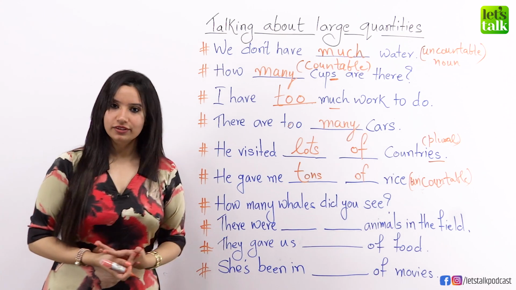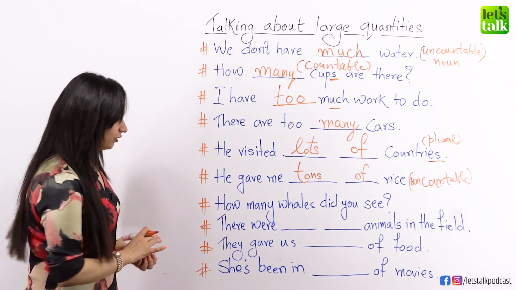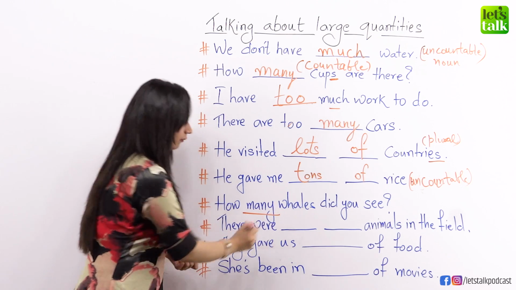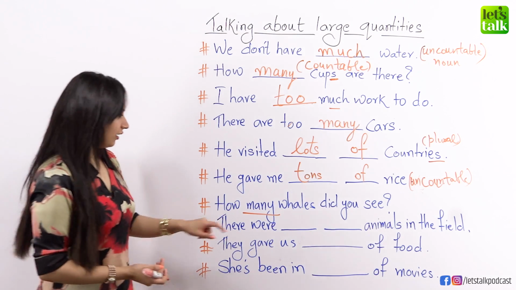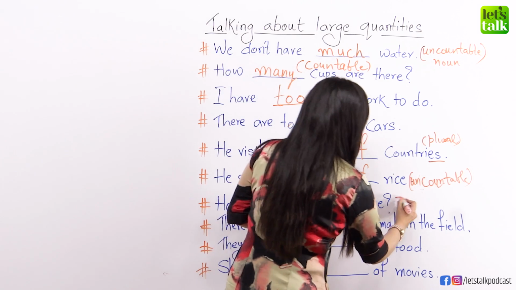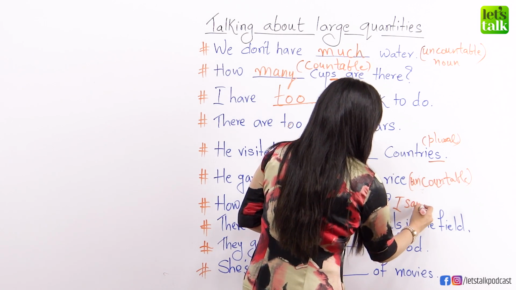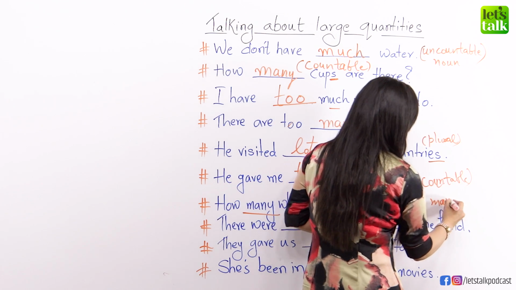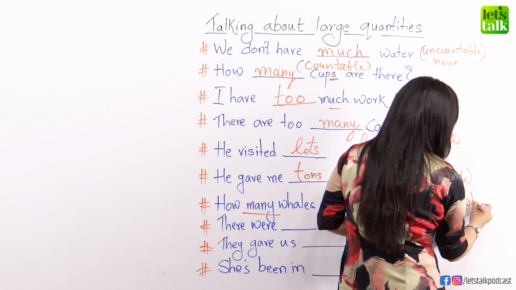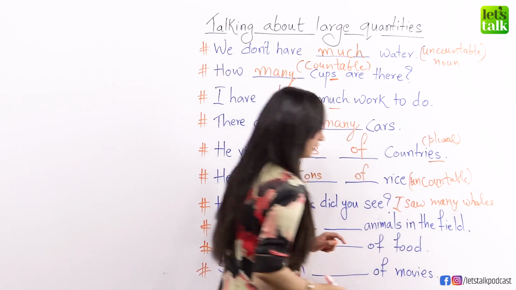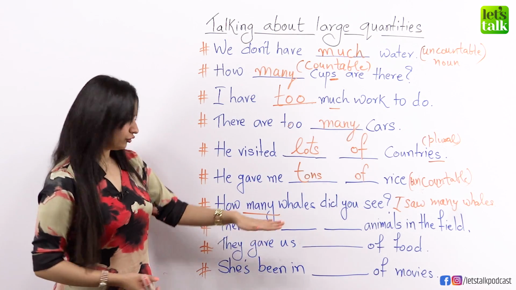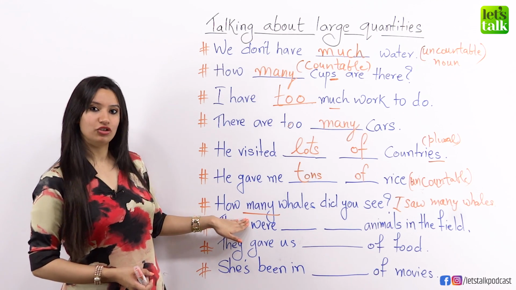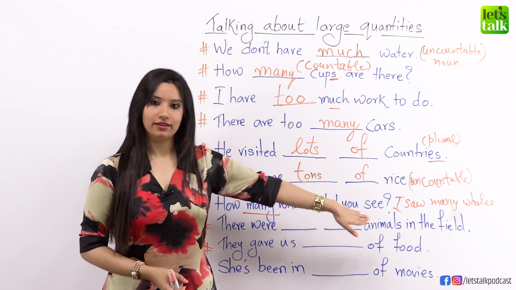How many whales did you see? So this question has the word many. Can we use many for answering a question? If I say, I saw many whales. Does that sound natural? No, it doesn't. You cannot say I saw many whales just because the question has many. It's suggested that you do not use many in the answer.